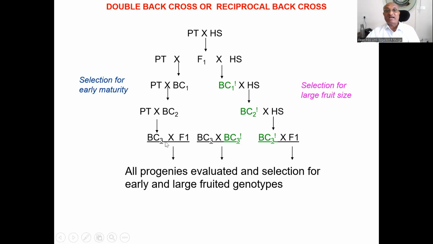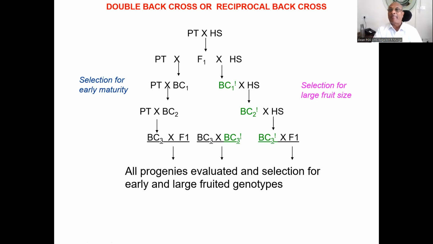Now, at the end of the backcross 3, you have got some good selections, right? So these, BC3, you can backcross with F1. BC3 of this, you can backcross with the BC3 of this. And this BC3 can be backcrossed with F1. This has been followed. So that means these progenies are backcrossed with F1, and this progeny is backcrossed with F1, and progenies of this BC3 and this BC3 are crossed, right? So all the different types.